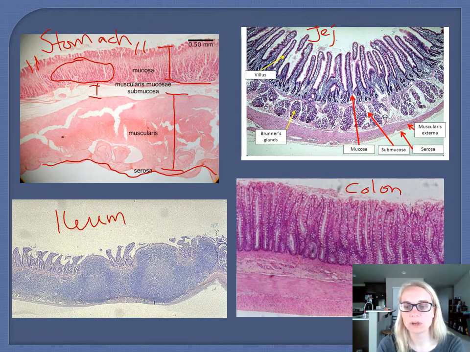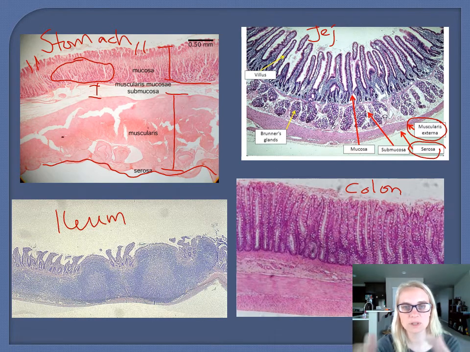So in the jejunum here, we can do the same thing. So here's our serosa, here's our muscularis externa. It's not quite as thick as the muscularis in the stomach. And it kind of makes sense because your stomach is a churning mixing bag, so we need a lot of muscle. By the time we get the food to the duodenum or the jejunum, the small intestine, we don't need as much muscle. So we're just doing peristalsis. We're not actually physically smushing the food.